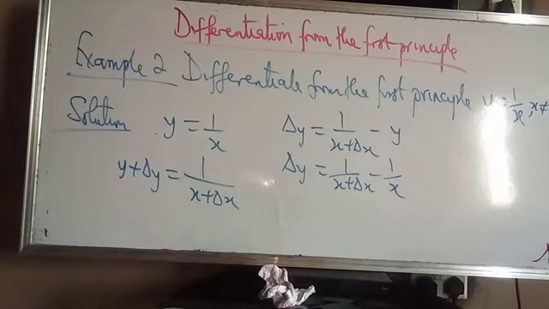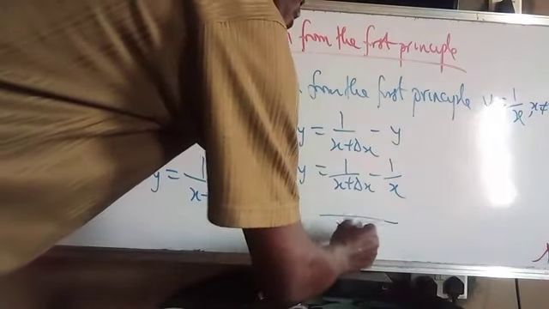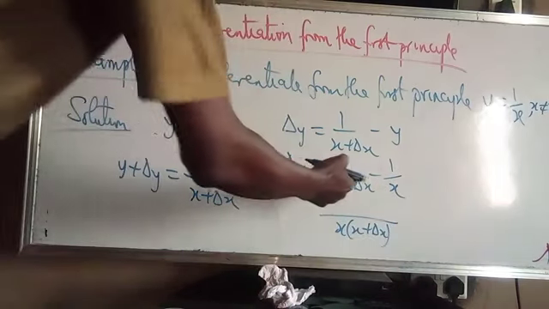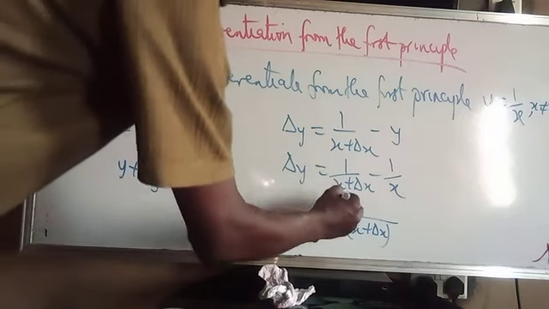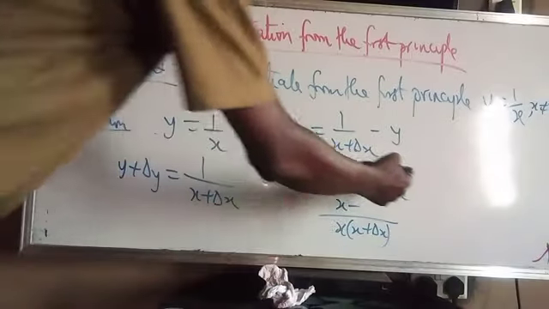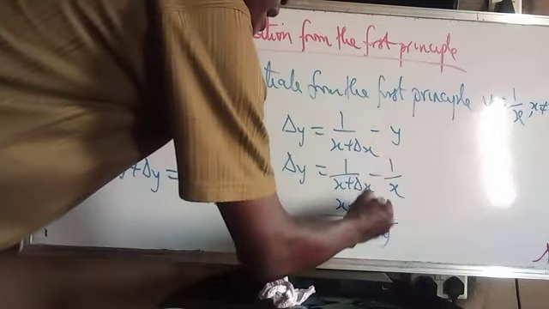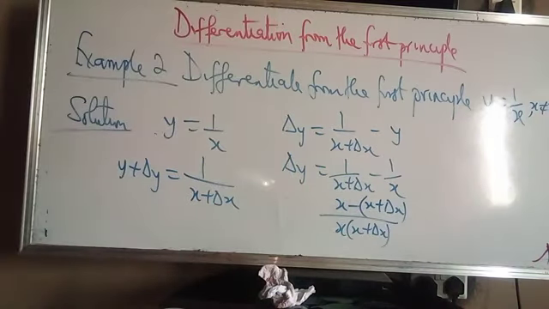Beautiful. So the next thing is now to find the LCM of x into (x plus change in x). Now, (x plus change in x) cancelling it out, we have only x left here: x times 1, x, minus x cancelling x out here, you have (x plus change in x) multiplied by 1, x plus change in x. Okay?